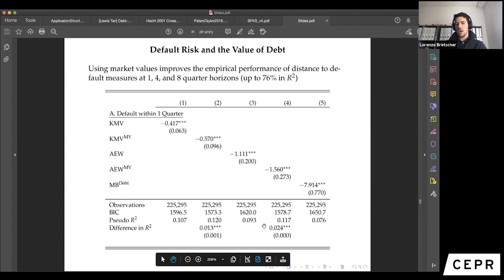We can improve on R squares up to 76% in our best specification. And importantly, also the market to book debt variable predicts default across all horizons with the correct sign, okay?